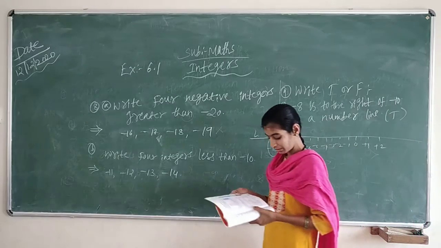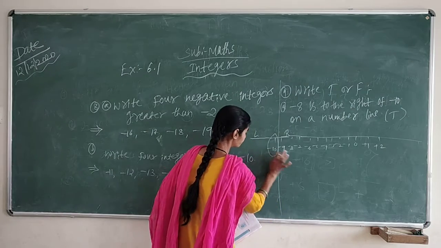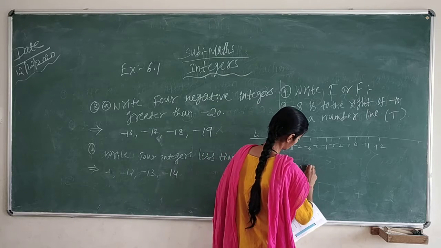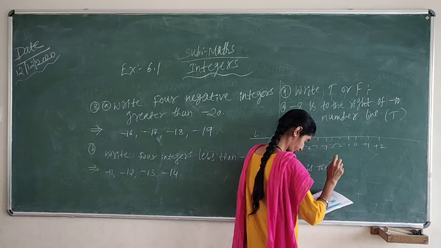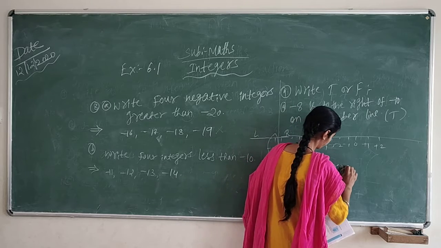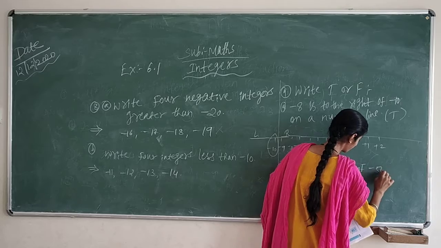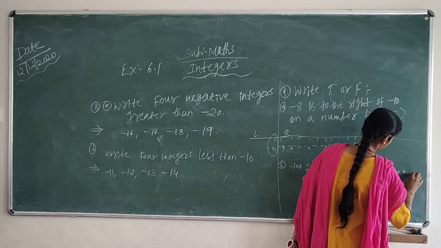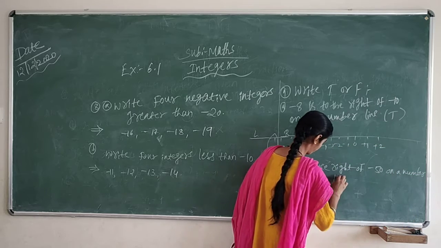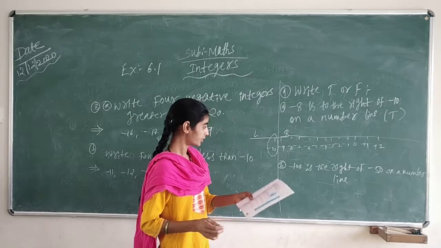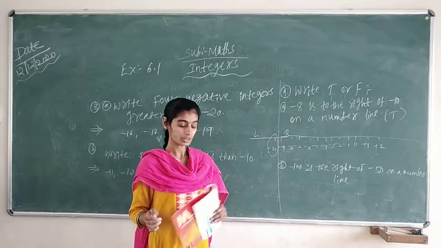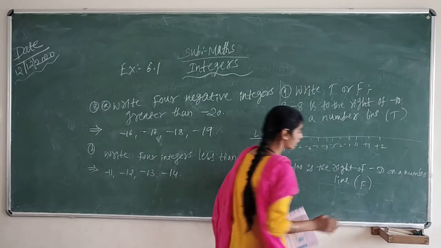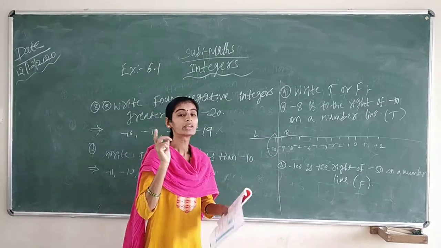Okay. Then B, a big question: minus 100 is to the right of minus 50 on a number line. Minus 100 is right of minus 50. This statement will be false. Why? Because minus 100 will be to the left.